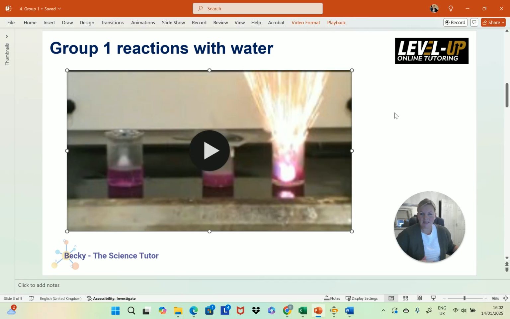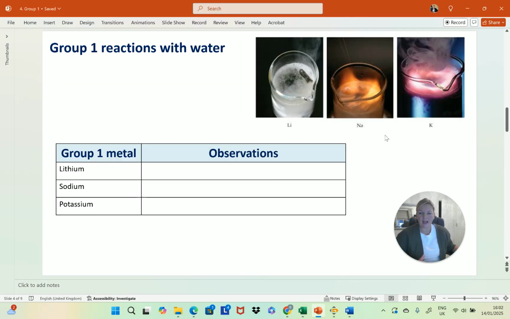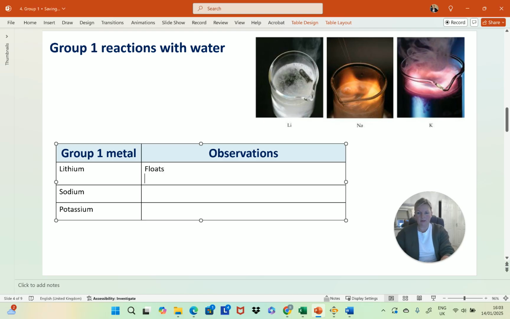Okay, so in an exam question, you are often asked to note down the observations or to fill in some missing observations. So in some questions you will be given the observations maybe for lithium and potassium and asked to fill them in for sodium. So let's just think about what we saw happening there. So with lithium we saw that it floats on the water. Spell it correctly. It floats on the water. It was moving around the surface. Remember, it floats because it's less dense.